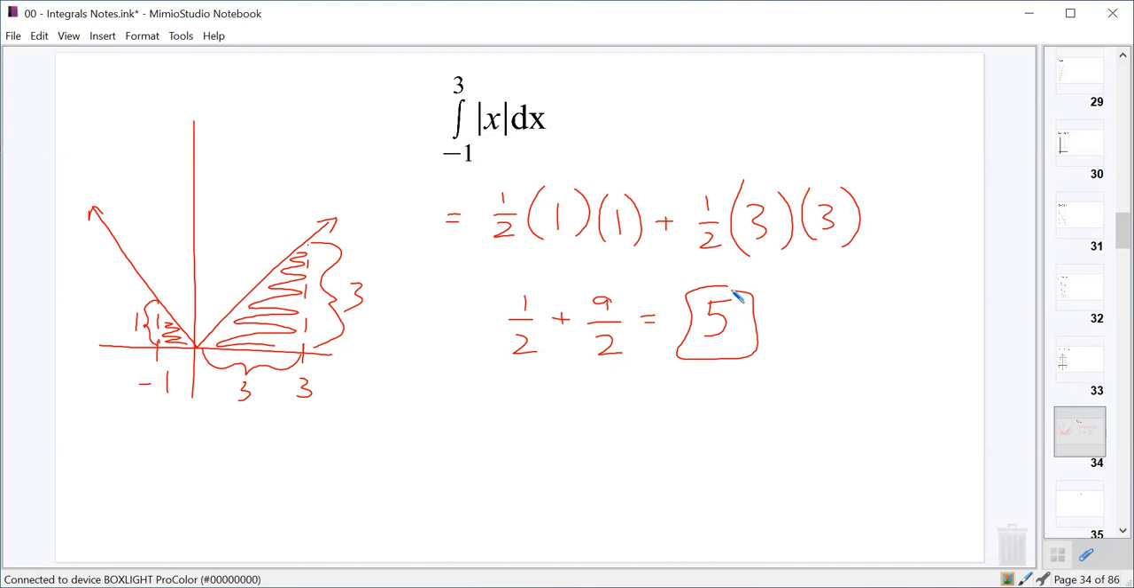So we don't actually have to know how to integrate absolute value. We just need to know and understand what this means. It means find this area between the function and the x-axis.